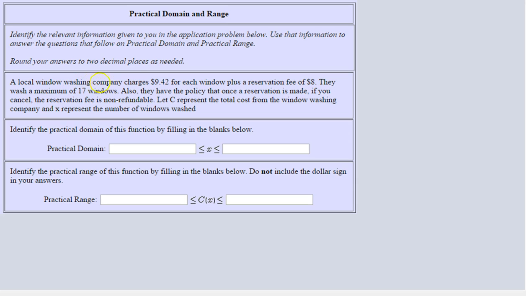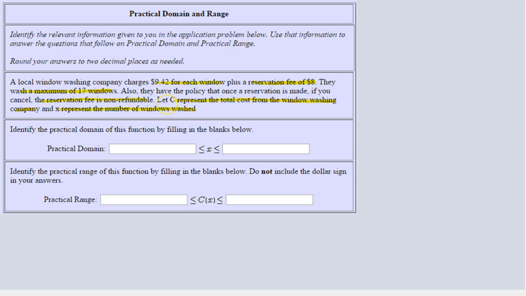A local window washing company charges $9.42 for each window, plus a reservation fee of $8. They wash a maximum of 17 windows. Also, they have the policy that once a reservation is made, if you cancel, the reservation fee is non-refundable. Let C represent the total cost from the window washing company, and X represents the number of windows washed. So that's our information, and we want to find the practical domain and range.